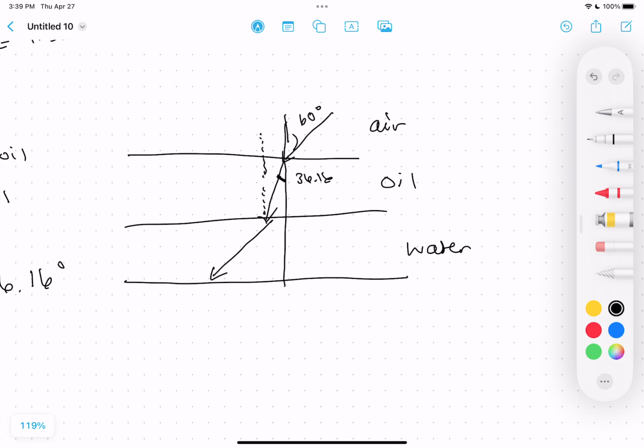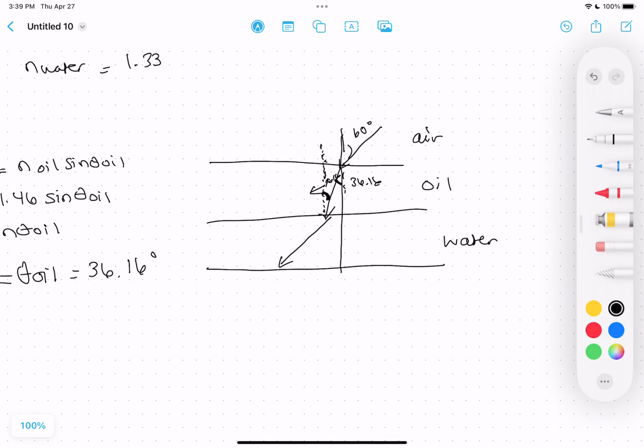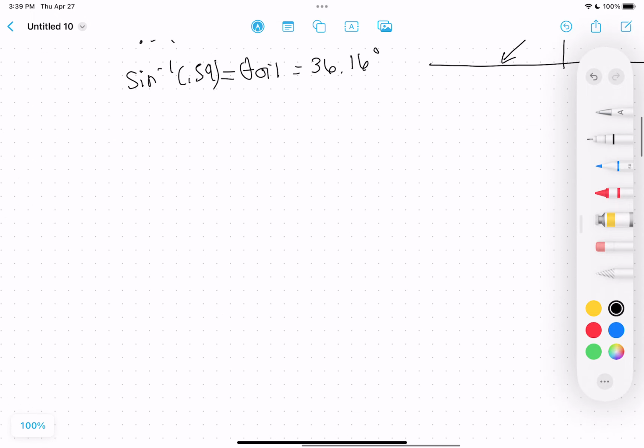36.16 degrees is the refracted angle there between air and oil. And then that same angle is going to be right here because you have two parallel lines essentially. That's geometry rules right there. And so you can see that this angle, 36.16 degrees, is also the angle of incidence between oil and water. And then essentially we're just going to be doing another round of Snell's law. So N oil sine theta oil is equal to N water sine theta water, right?